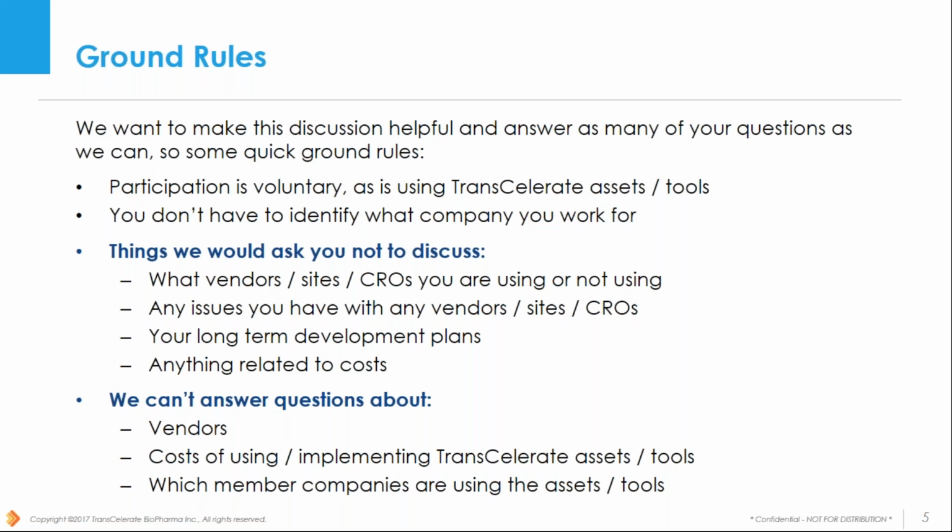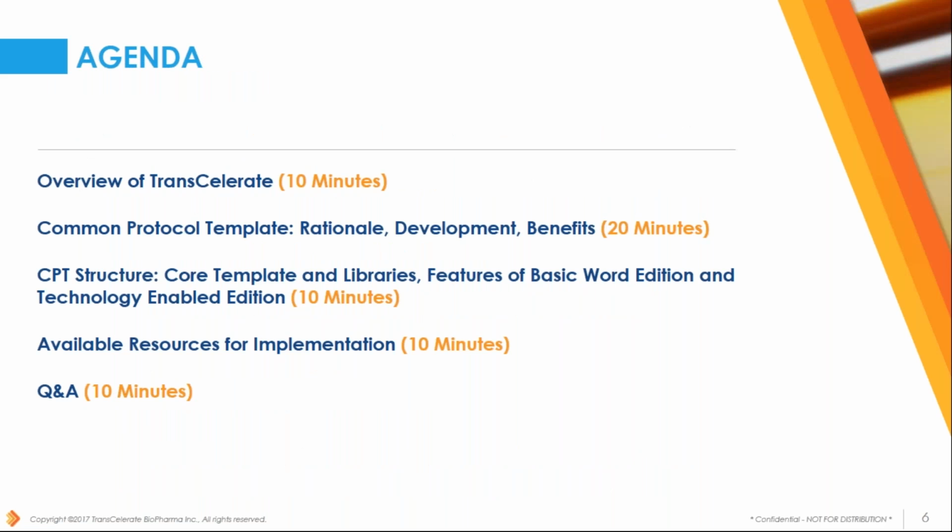Now that we've gone over some of these ground rules, let's do a quick look at the agenda. I'm going to provide all of you with a quick overview of TransCelerate, and then we'll jump into the actual Common Protocol Template itself, whereby you'll get a rationale of the development and the benefits. Then we'll move forward to explaining the Common Protocol Template structure, describing the core template and the libraries, features of the Basic Word Edition and the Tech-Enabled Edition, and then we'll discuss available resources for implementation and spend some time doing some Q&A at the end.